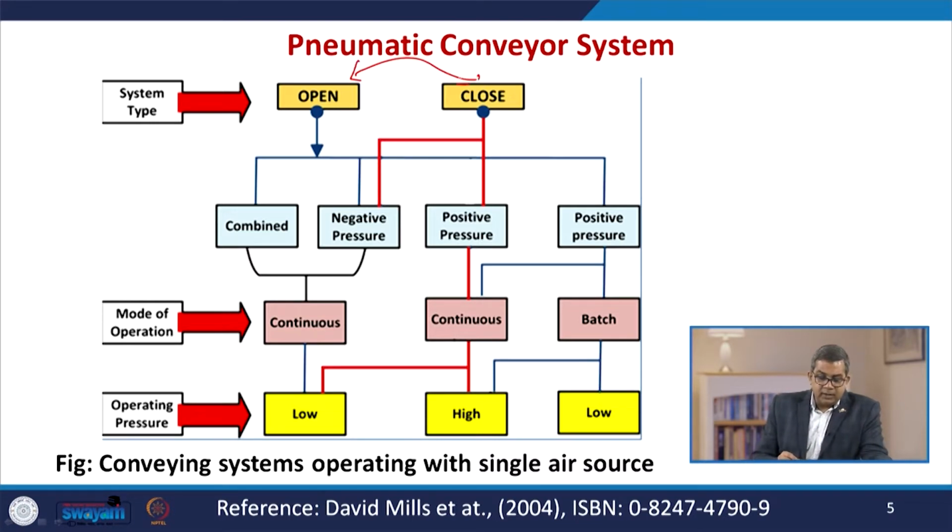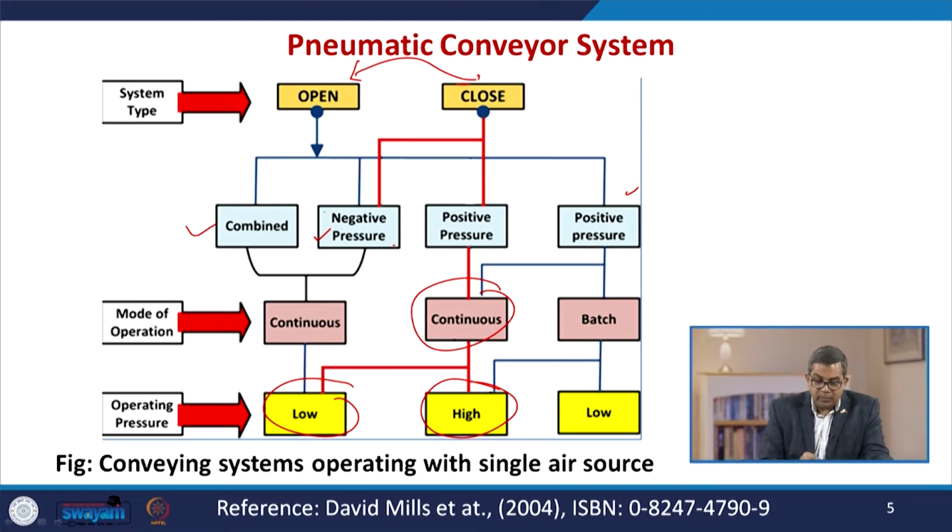If we take the open system in question, then again you can classify it into the combined negative pressure and positive pressure type of system. If we say the combined negative pressure, then there are continuous and low pressure type systems. Similarly, if we talk about the closed system, then again they have negative and positive pressure, and the positive pressure system has the continuous type with very low and high operating pressure scenarios.